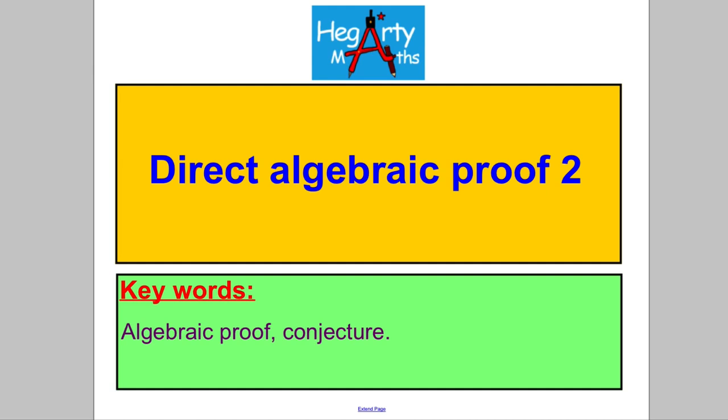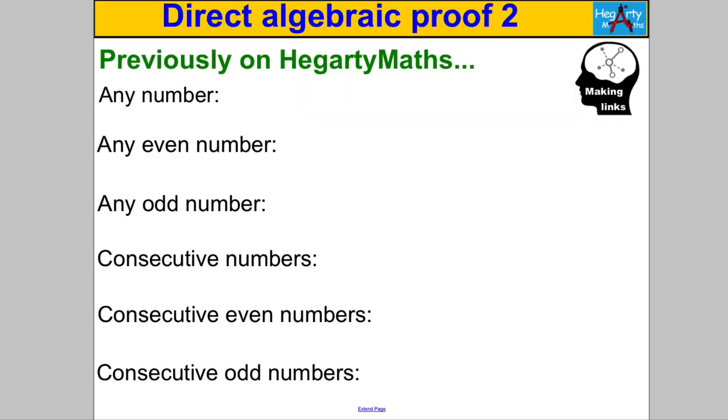It's Mr. Hegarty here, our second video on direct algebraic proof. We're just going to continue where we left off previously and do more complex examples. Just for a little warm up, you need to be super familiar with the type of algebraic terms we use to represent a number, an even number, an odd, consecutive numbers, consecutive evens, consecutive odds. Pause the video and double check you can remember that which we did in the last video.